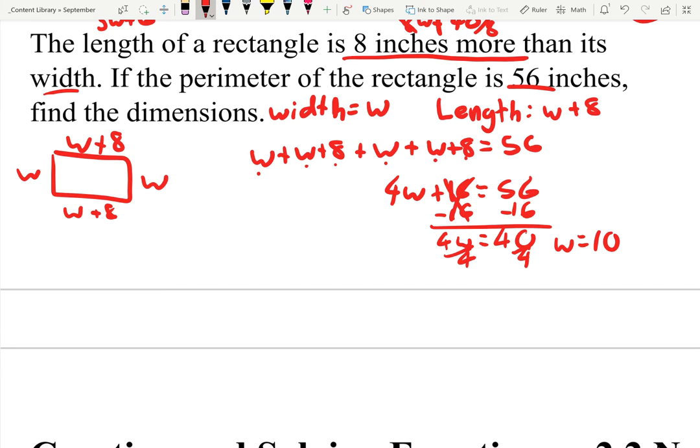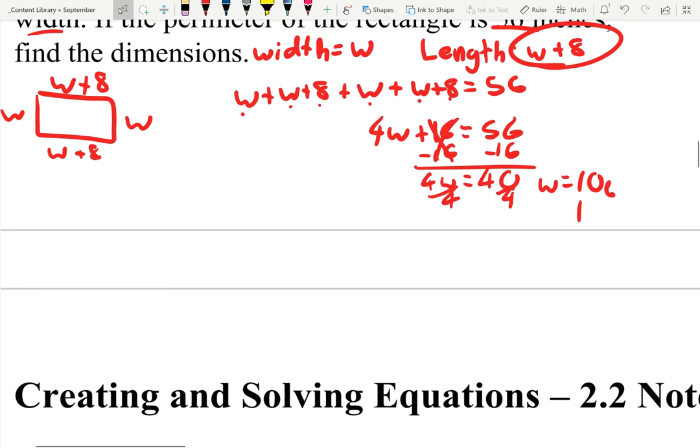So now we have the width. The width is 10. So all we got to do to find the length, look back up here. It says the length is W plus 8. That means the length is going to be 10 plus 8, meaning that the length is 18. So the width is 10, the length is 8 more than 10, the length is 18.